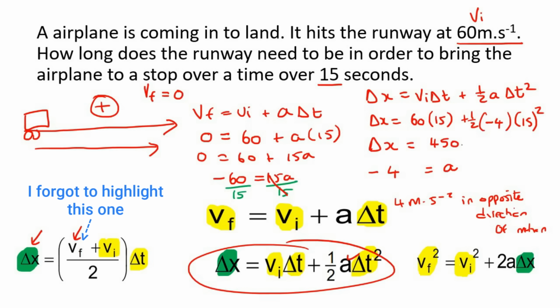450 meters. If you got a different answer, it's probably because you put a +4 over here, but that's not correct, because using a +4 over there, then you're saying that the aeroplane is becoming faster and faster and faster. And so you must make sure that this is the final answer that you got.